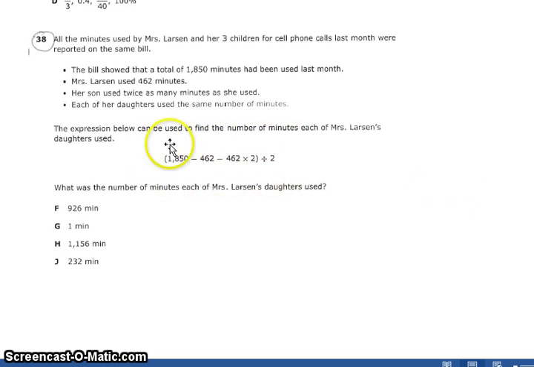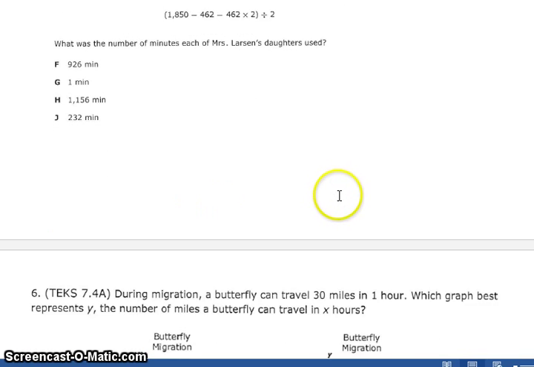They give you the expression here. What you want to do is plug this into your calculator directly. That will give you the answer to the number of minutes each of Miss Larson's daughters used. When you find your answer, find the one that matches up with your answer choices.